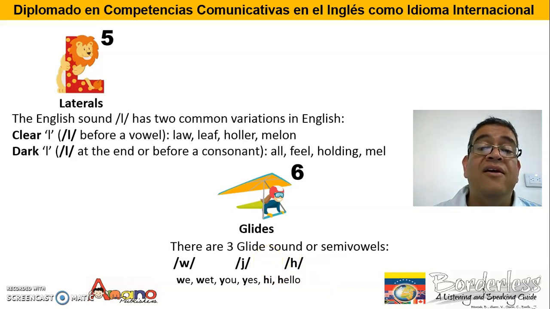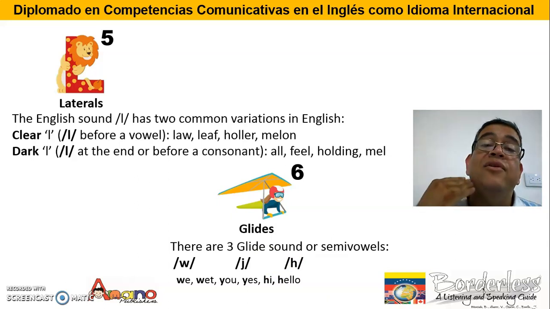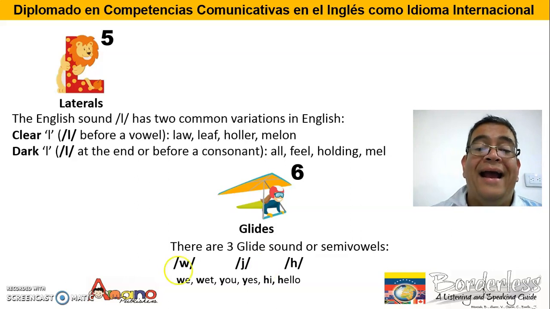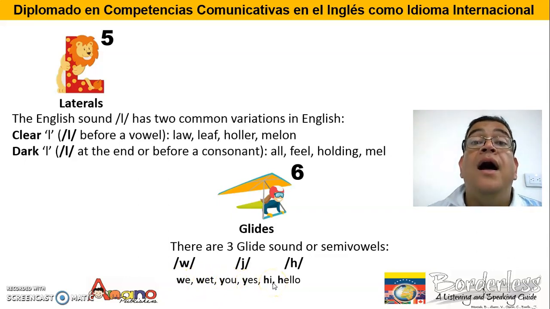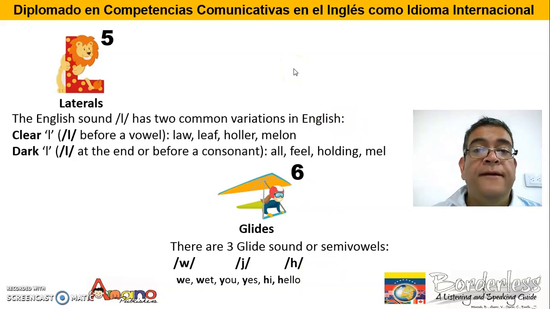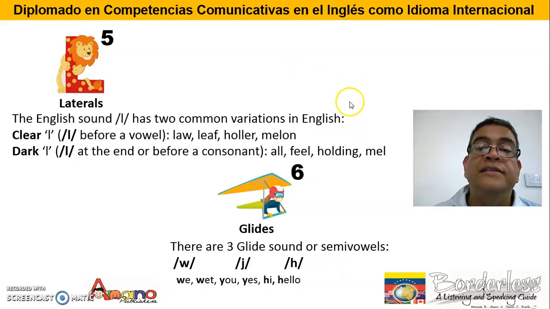Glide sound because the air just moves easily through the mouth and from the throat and goes out easily, like what, or yeah, or well. We have words like wet, we, you, yes, hi, and hello. With this part, I close everything related to the consonant sounds.